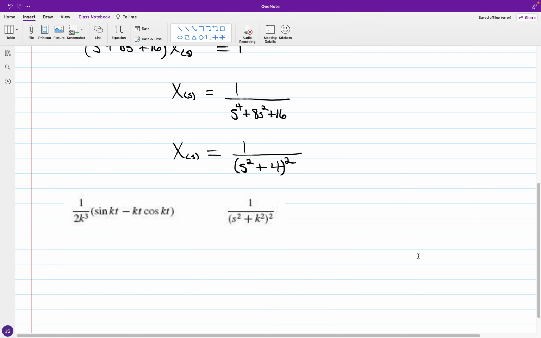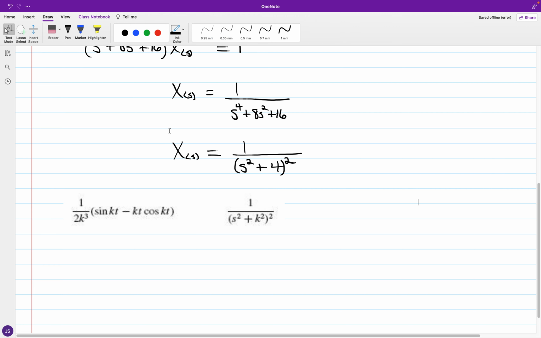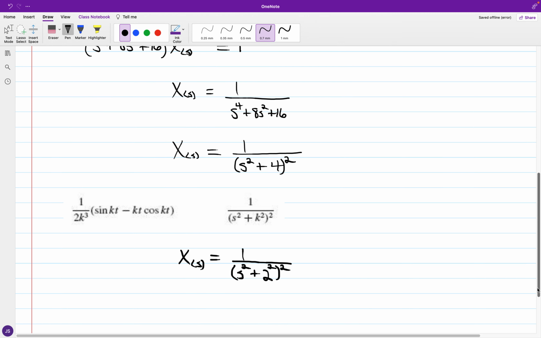Okay, so from the Laplace transform table, for 1 over s squared plus 4, quantity squared, the Laplace transform is of the form of the reciprocal of the square of s squared plus k squared. So just to keep things in line here, you're going to have 1 over s squared plus, where the k value is going to be 2, so you have s squared plus 2 squared, quantity squared.